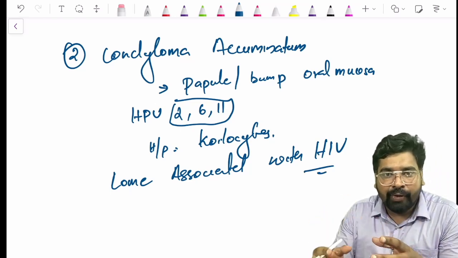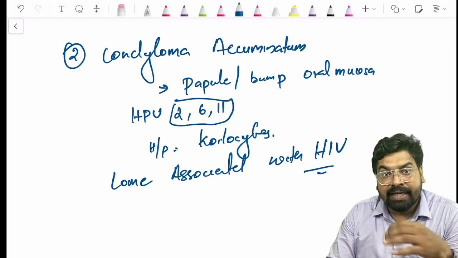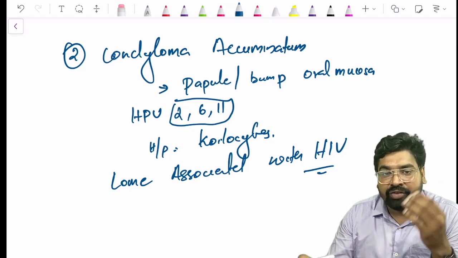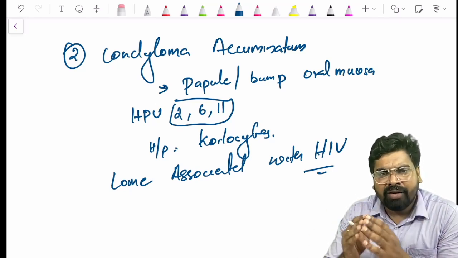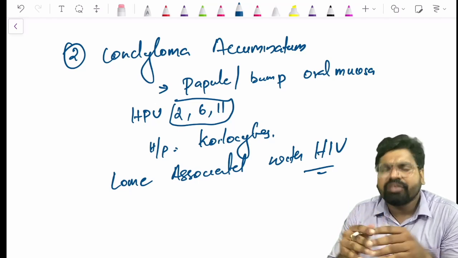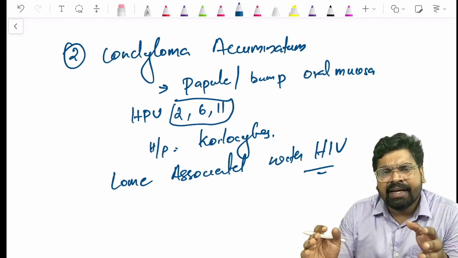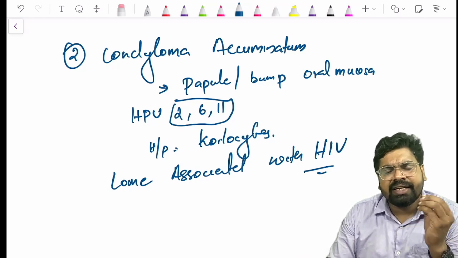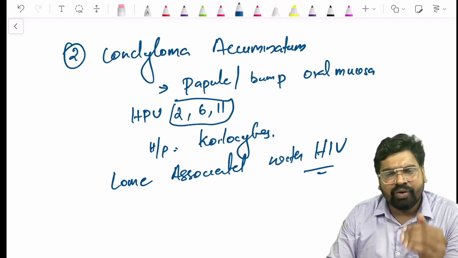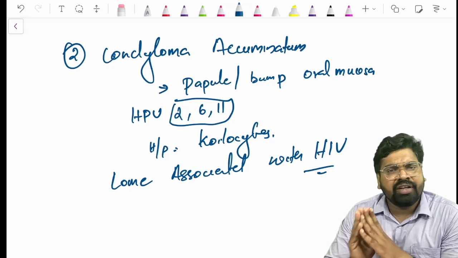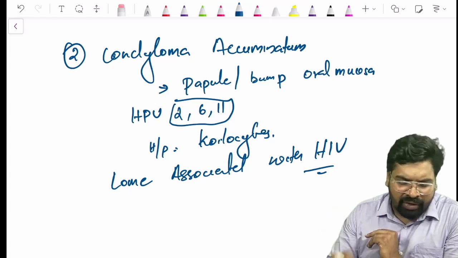So, which among the following epithelial lesions is associated with HIV? They will give you options: squamous papilloma, condyloma acuminatum, etc. So you remember the specialty of condyloma acuminatum: this is also a viral affected epithelial lesion, caused by the low risk category of human papilloma virus, and it is associated with HIV. Only this much.